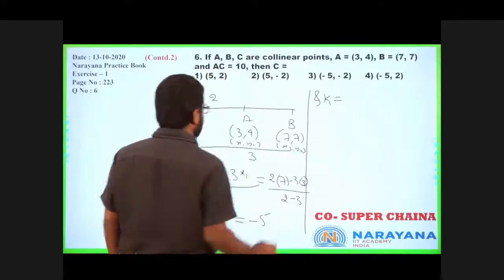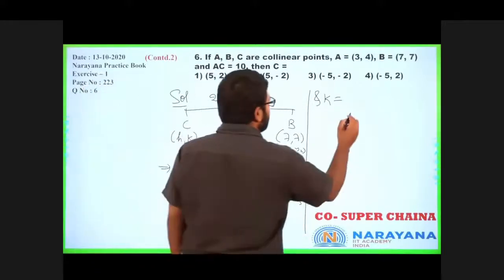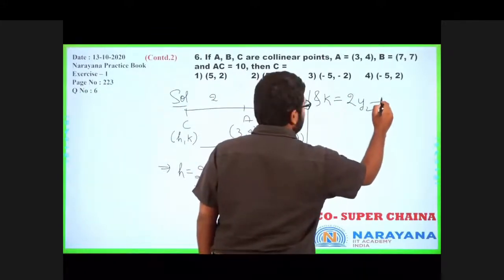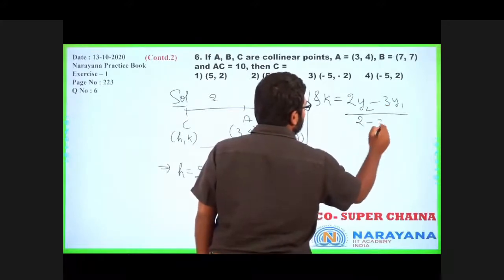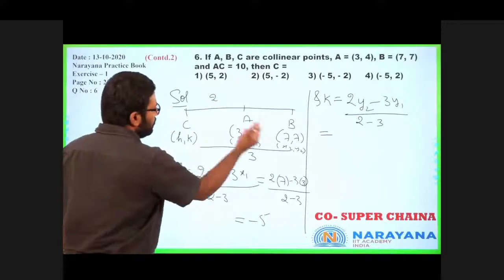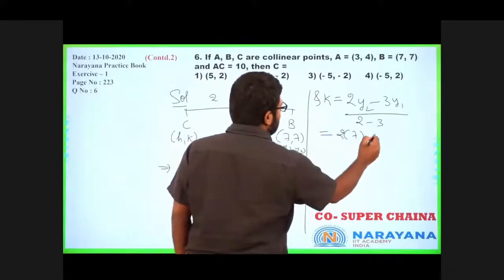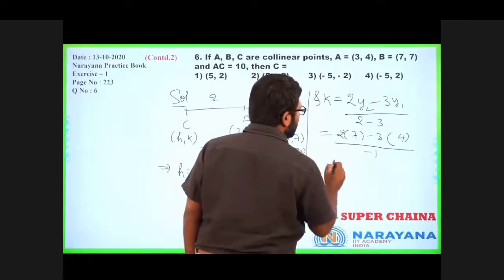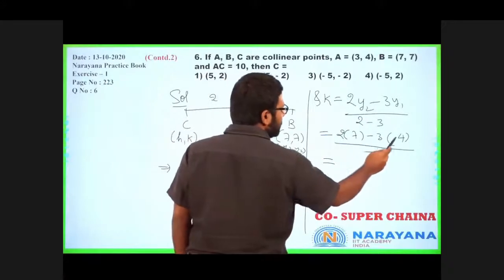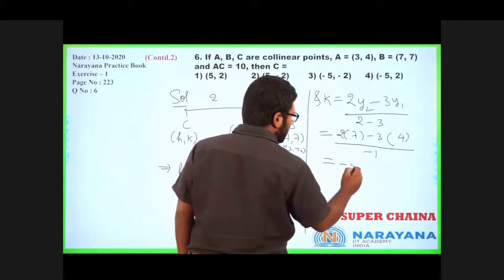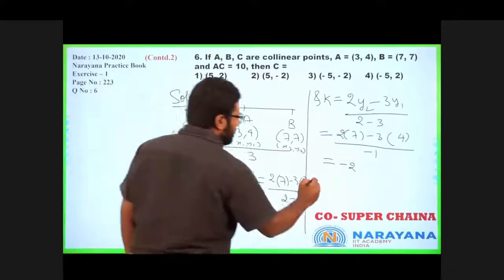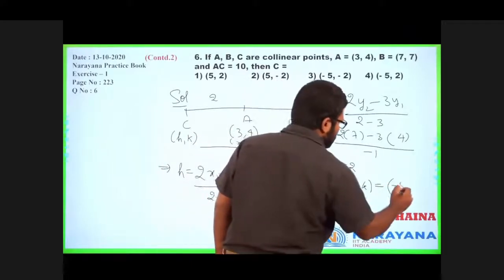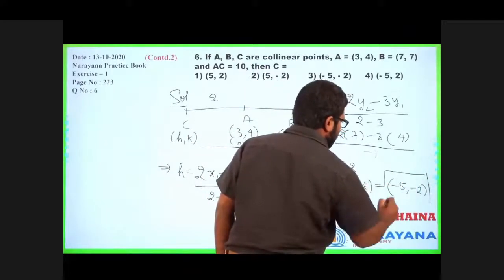And k is 2 into this coordinate, (2y2 minus 3y1) upon (2 minus 3), which is 2y2. So 2 into 7 minus 3 into y1, which is 4, upon minus 1. So 14 minus 12 plus 2 upon minus 1 is minus 2. Right? So minus 5 comma minus 2. C, that is h comma k, is minus 5 comma minus 2.